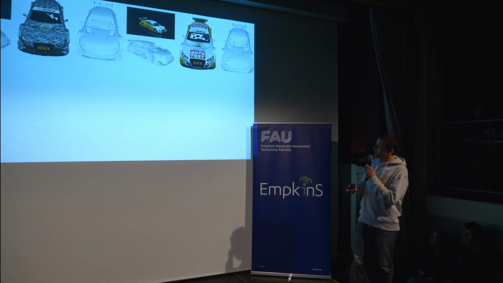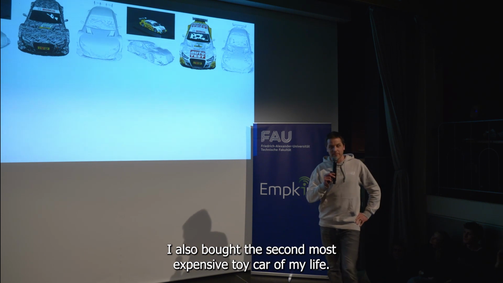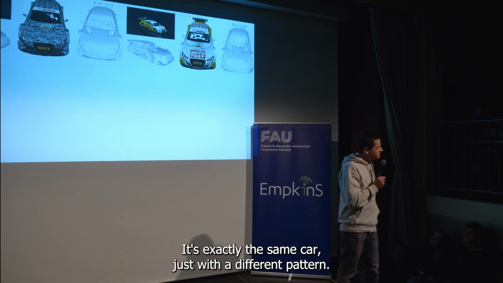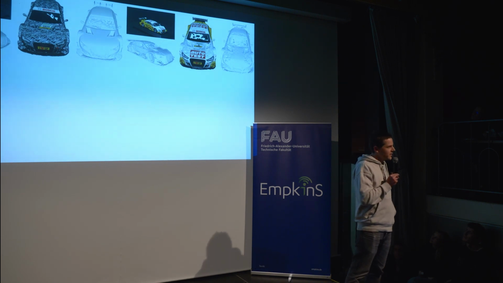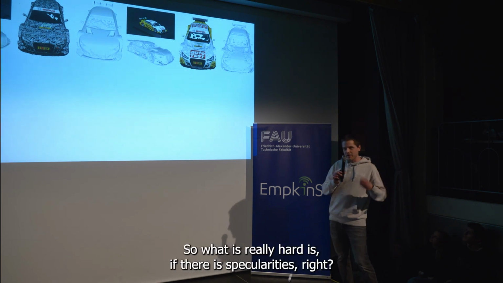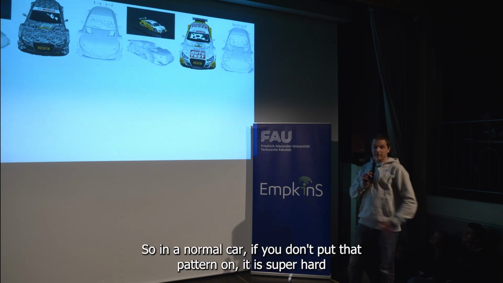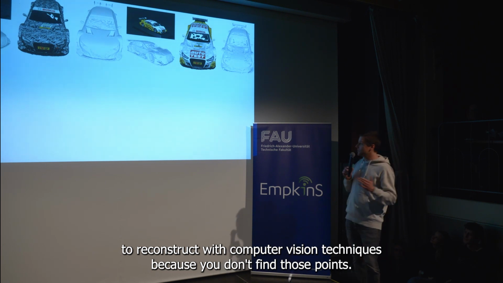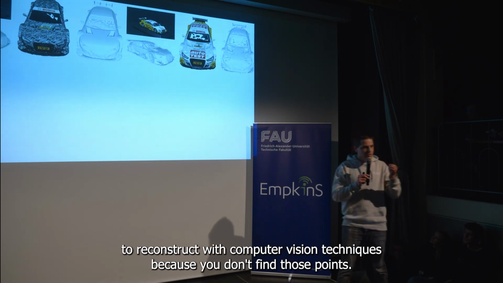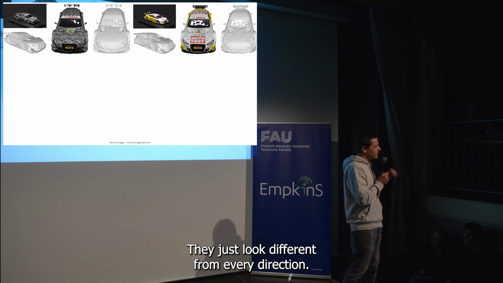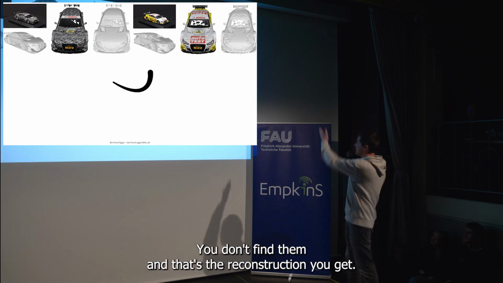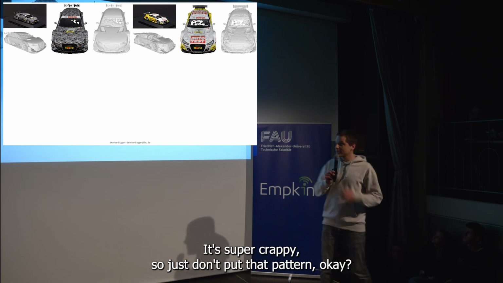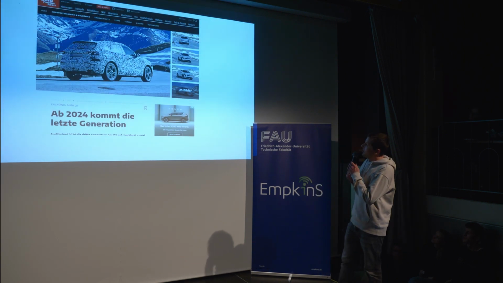Just to prove that, I also bought the second most expensive toy car of my life. It's exactly the same car, just with a different pattern. So what is really hard is if there are specularities, right? So a normal car, if you don't put that pattern on it, is super hard to reconstruct with computer vision techniques, because you don't find those points. They just look different from every direction, you don't find them, and that's the reconstruction you get. It's super crappy, so just don't put that pattern, okay?